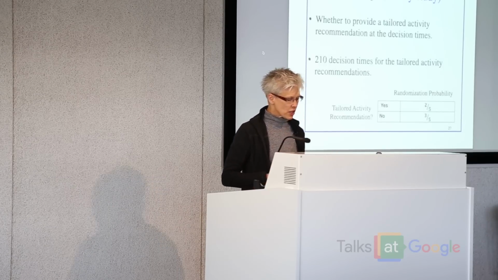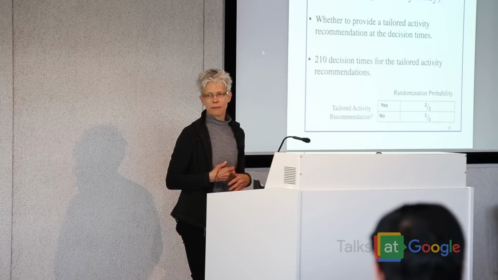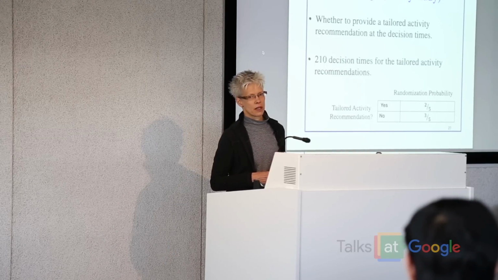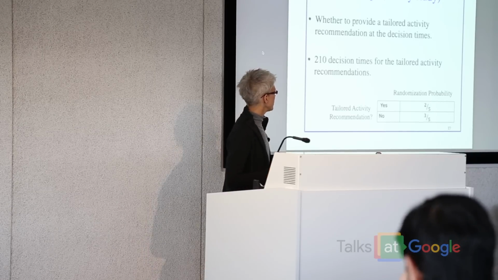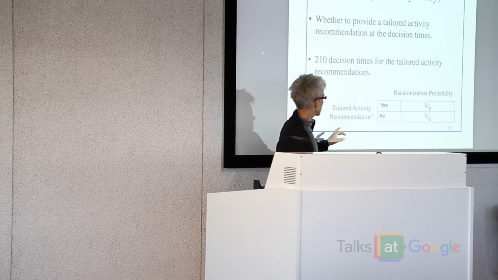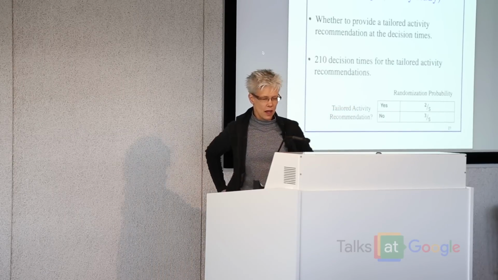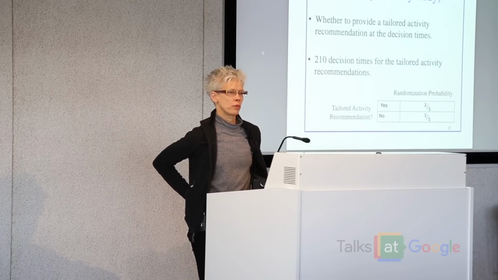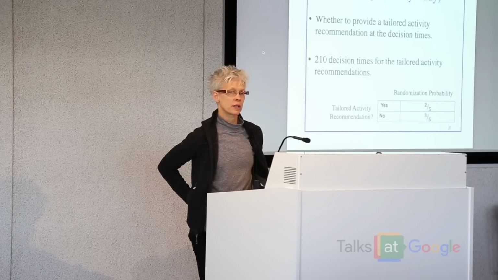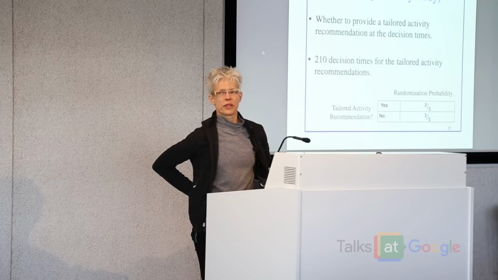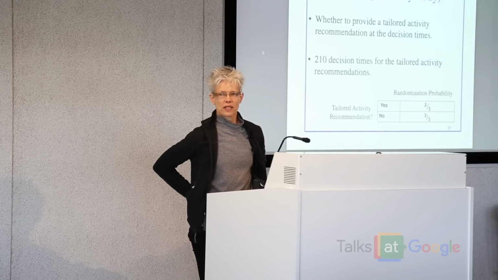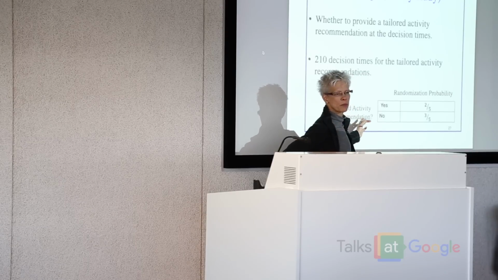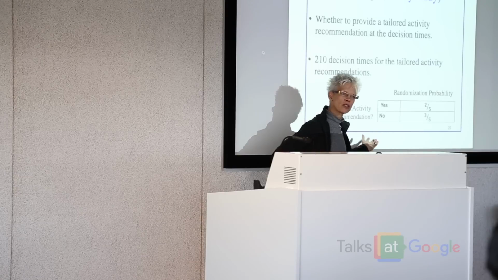So in HeartSteps, in this simplified aspect of HeartSteps, we're only looking to know whether or not we should provide a tailored activity recommendation at these five decision times per day, 42 days, 210. And what we did was we randomized two-fifths, three-fifths. And you might ask why, if you have had any statistics in school, you would know that we would normally use one-half randomization. It gives you highest power to detect a signal. The issue here is burden. If you ping people too much and suggest they do things, they may start to habituate and ignore you. So we only wanted, on average, two suggestions per day originally. So we used five occasions, two-fifths.